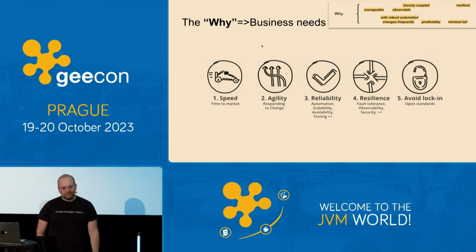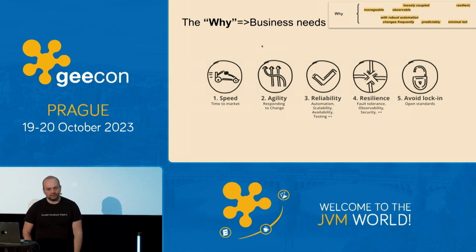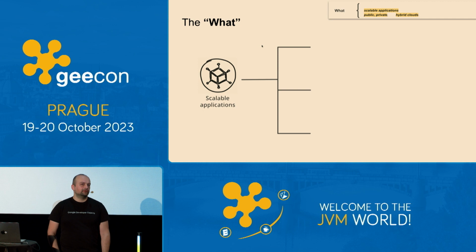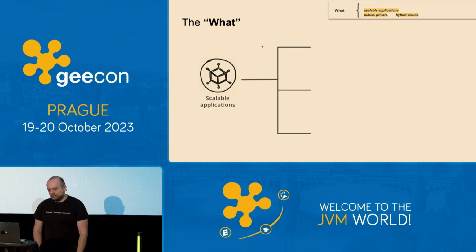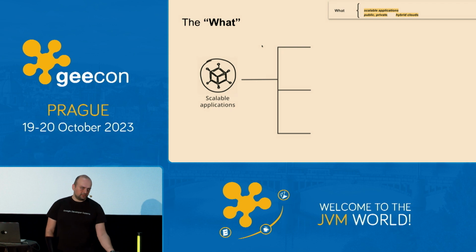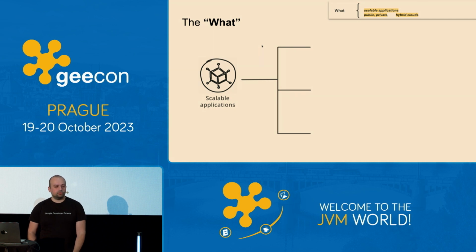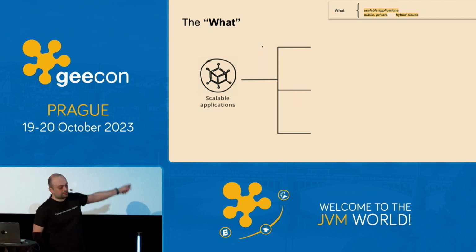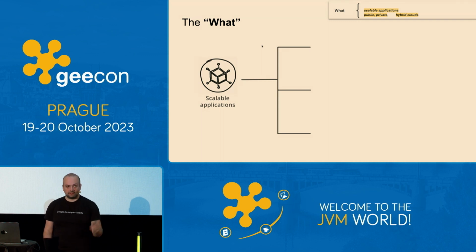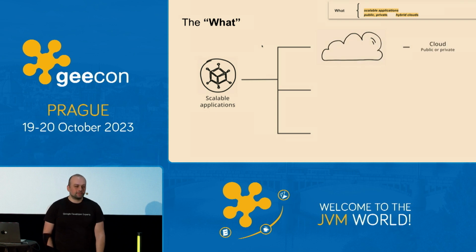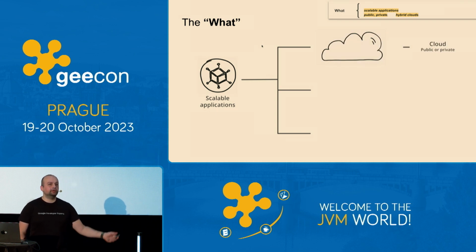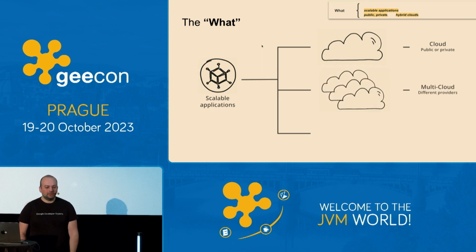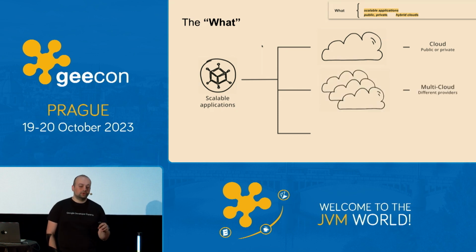So now let's talk a little bit about the what. The what part is going to be quick. We want to build scalable applications. We want to be able to deploy them somewhere. And that somewhere can be, well, three things. It's not a mathematical symbol, it's actually just arrows. So three things: cloud, public, private, you name it. It can be multi-cloud, so different cloud providers at the same time.